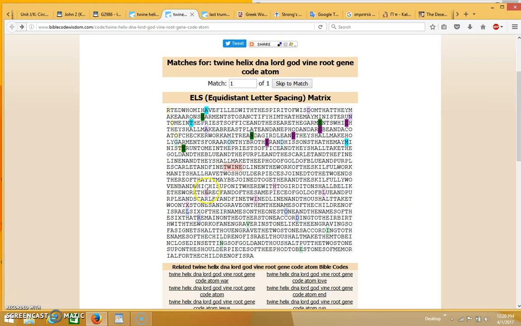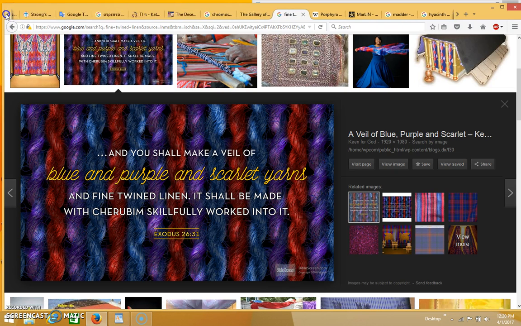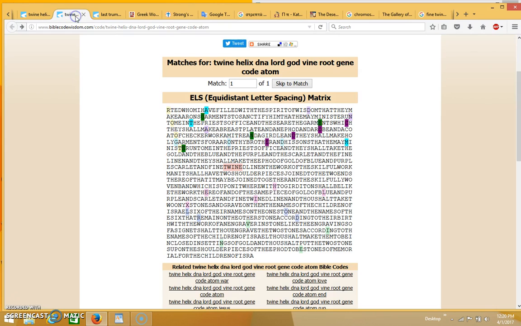And exactly where you have the word helix, you have the term fine twined linen right in the middle of that. As I explained in my last video, when I pulled up an image of fine twined linen, I came up with this image over here, which clearly looks like DNA strands. You can see the yarns twisted together in a spiral, just like a DNA strand. And that's exactly where the word helix comes up in the table, where it talks about fine twined linen.